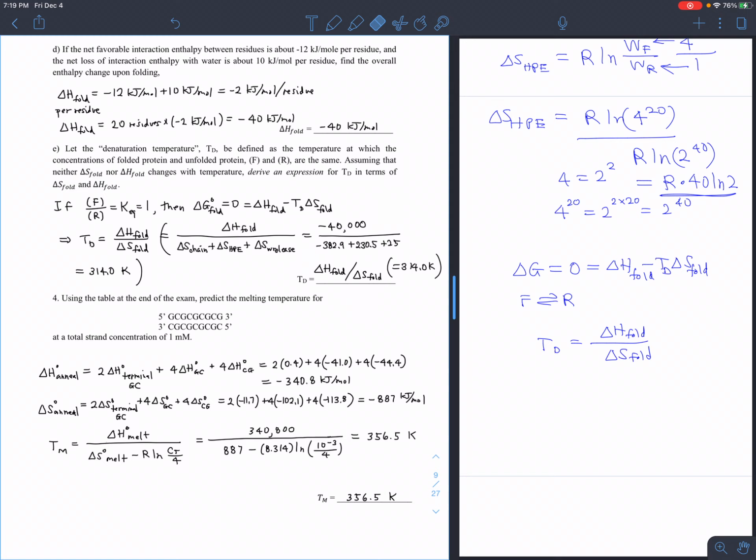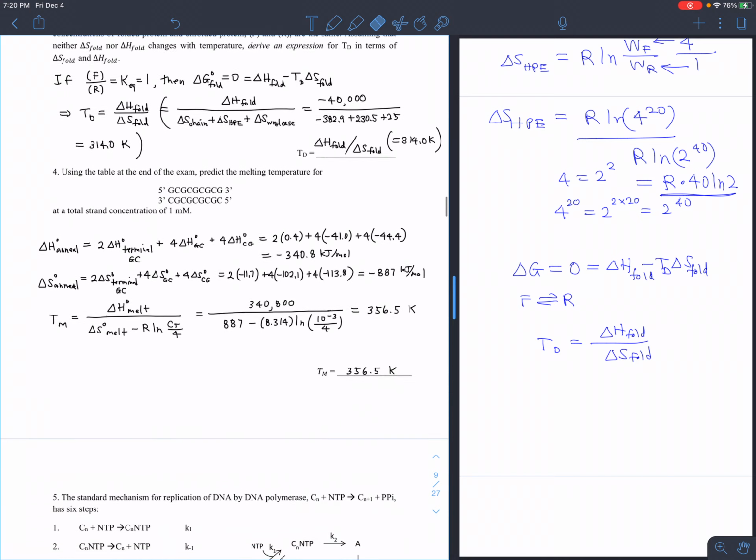314 K is well above body temperature or room temperature, but not at boiling temperature or anything like that. And this is a small peptide, so that's actually maybe even a little bit high for the melting temperature of such a small peptide. All right, that's problem number 3.